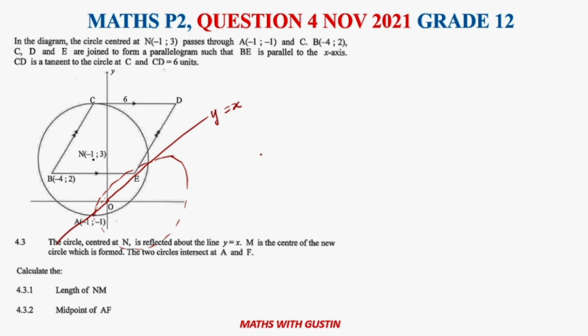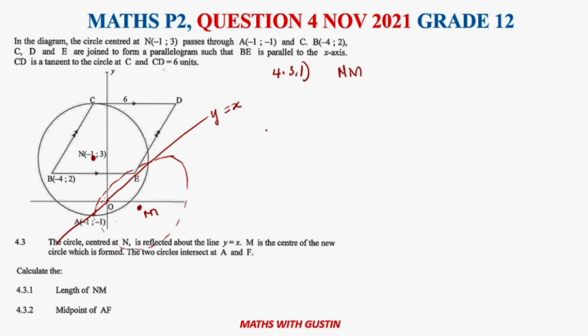All right, great stuff. So now 4.3.1 says calculate the length of MN. What do we have? We've got N here. Where is M? M is the new center, which is going to be somewhere here, our M there. So now they're asking us to calculate that.